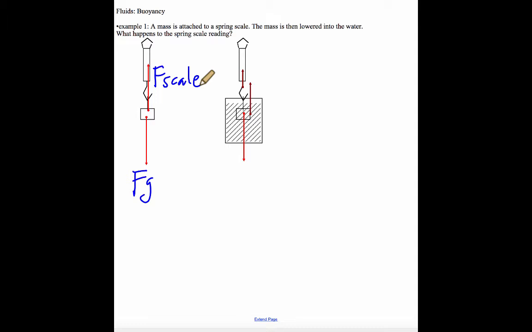Now if we lower that object into the water, the force of gravity is the same, it's still the same object, but you'll see that the apparent weight of the object, which is the scale reading, gets a lot smaller. The reason for that is the water actually pushes up on the object, and that's a force that we call buoyancy.